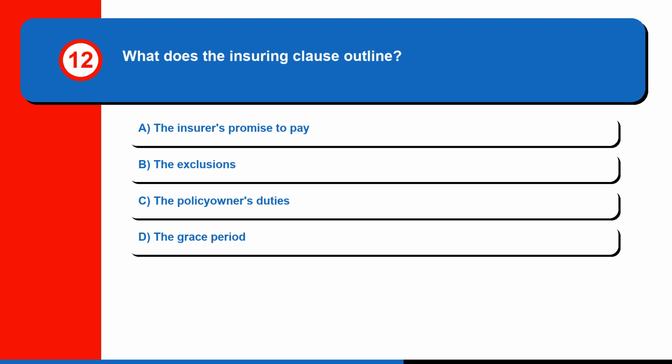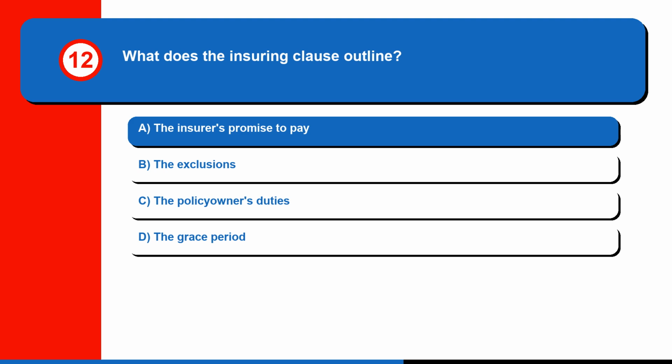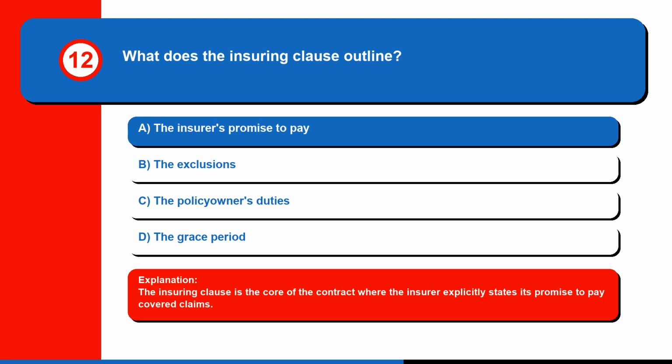Question 12. What does the insuring clause outline? A. The insurer's promise to pay. B. The exclusions. C. The policy owner's duties. Or D. The grace period. The correct answer is A. The insurer's promise to pay. The insuring clause is the core of the contract where the insurer explicitly states its promise to pay covered claims.